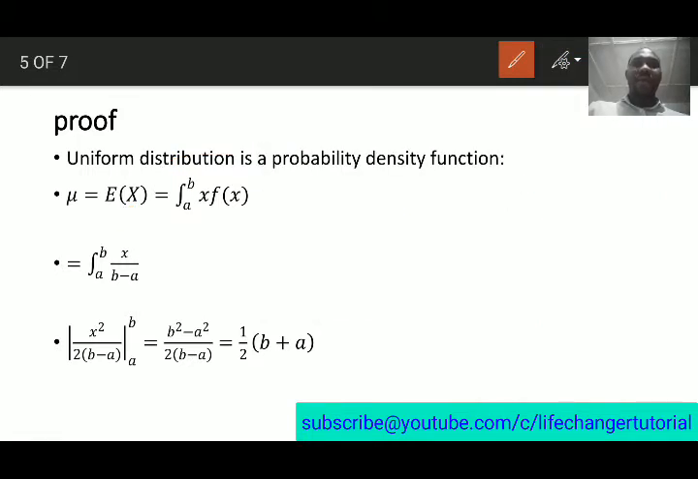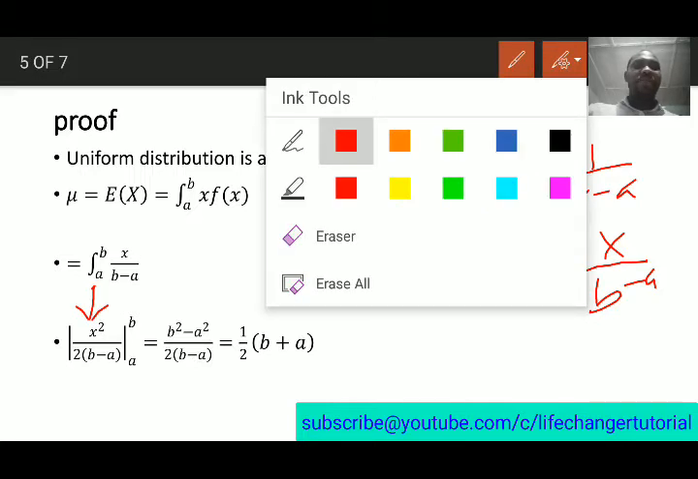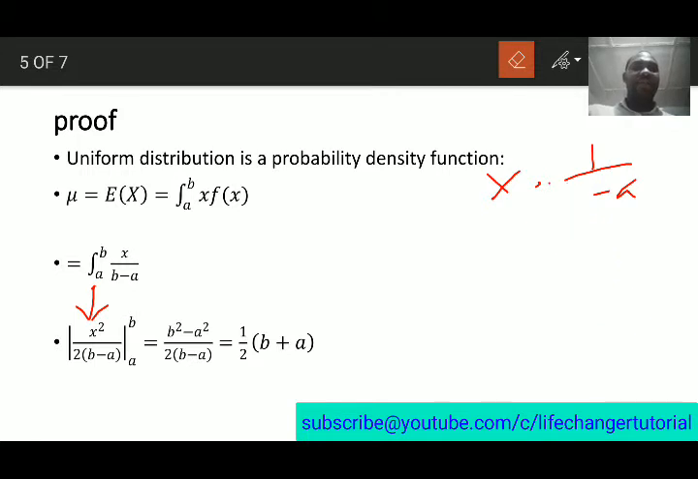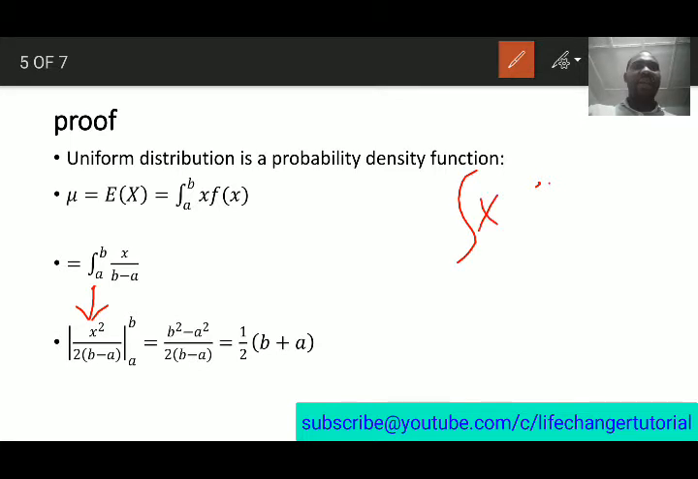Let's see. Now that means the integral of x f of x means x times, remember what is f of x? f of x is 1 over b minus a. So x times 1 over b minus a means x over b minus a. From here we integrate x. How do you integrate x? The integral of x is x squared over 2. So that's the reason why we have x squared over 2 here.